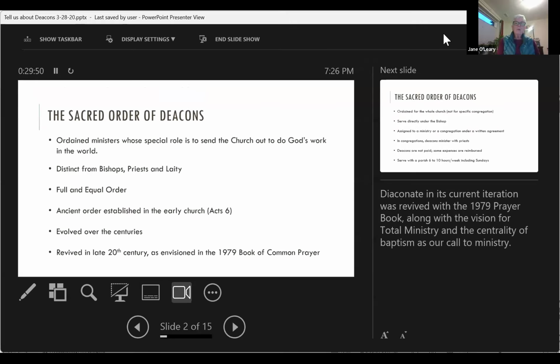So the diaconate in its current iteration was revived in the late 20th century. And I think that the vision for deacons and how deacons have evolved, let's say from 1980 on, connects to the Book of Common Prayer, the new Book of Common Prayer that was new in 1979.